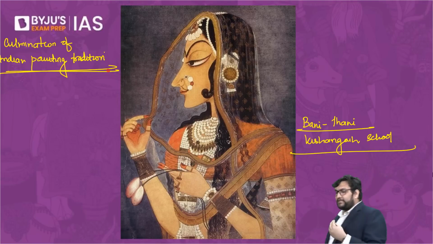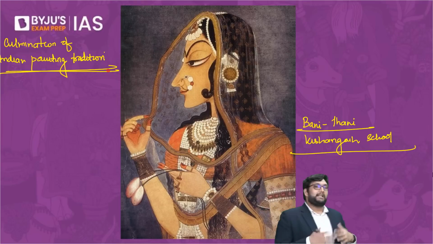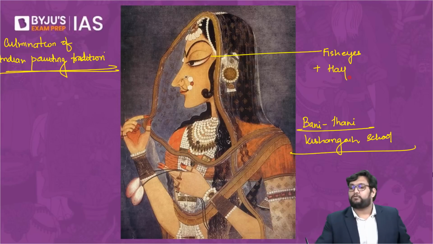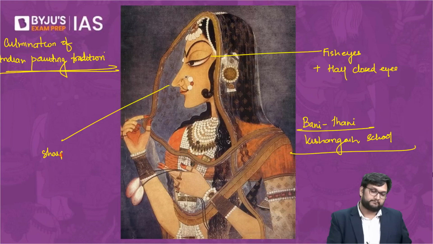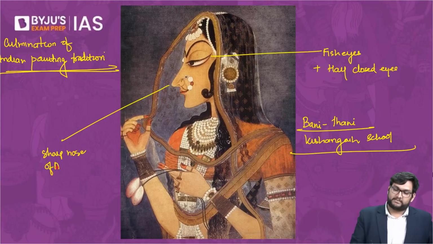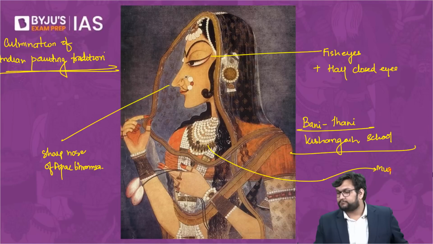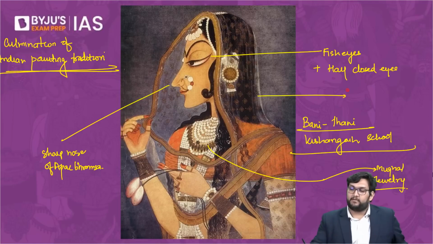Now, Bani Thani of Kishangarh School, you can see the culmination processes. For example, you can see fish eyes plus half closed eyes. You can see the sharp nose of Abhransha. You can see that the jewelry is Mughal jewelry. Thereafter, the veil is shown in such a way that you can see through it.